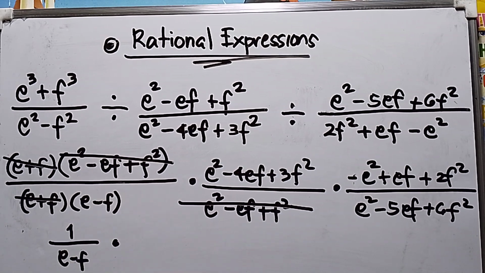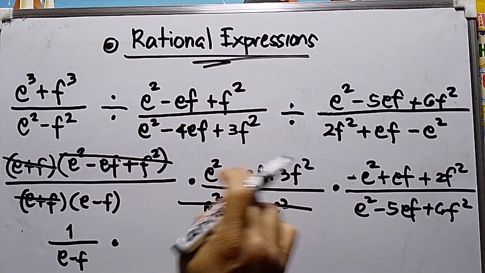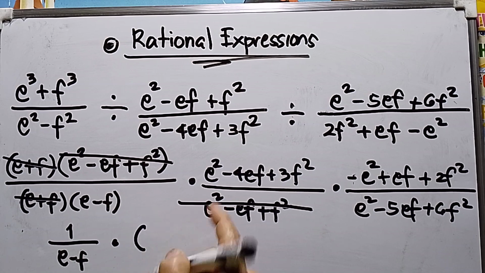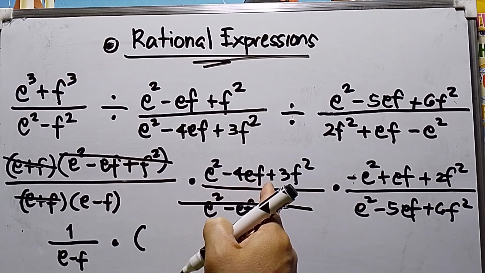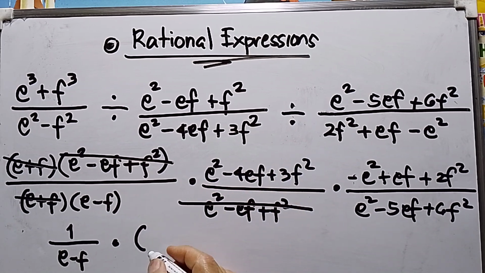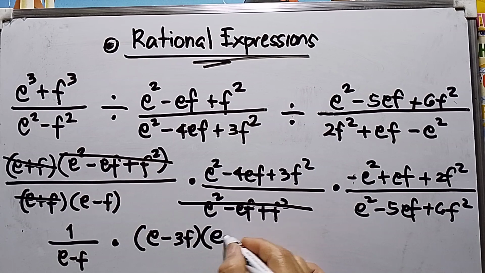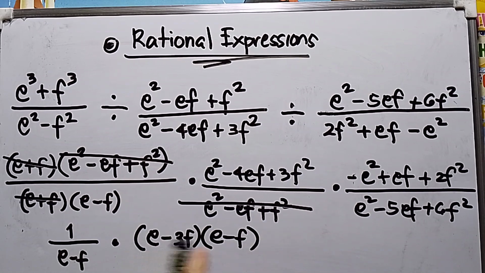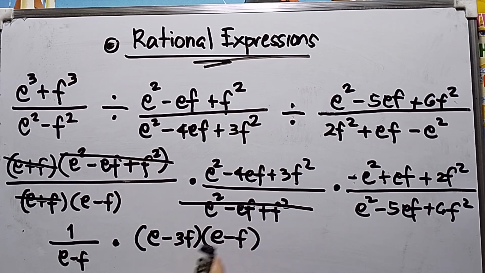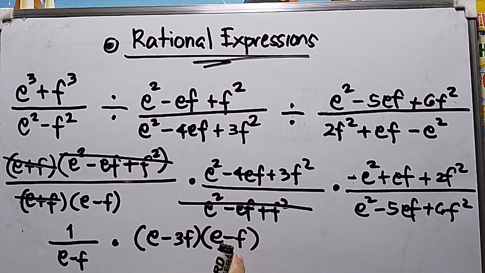Then times. How to factor this one? So to factor this one, e squared minus 4ef plus 3f squared, this will be e minus 3f times e minus f. Okay, let us check. E squared, then this will be ef, then this will be 3ef, so it should be 4ef, and then ef plus f will be 3f squared.